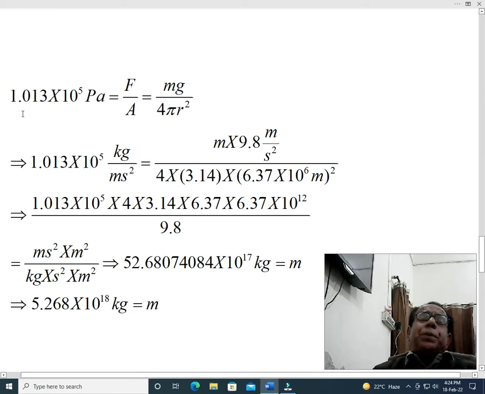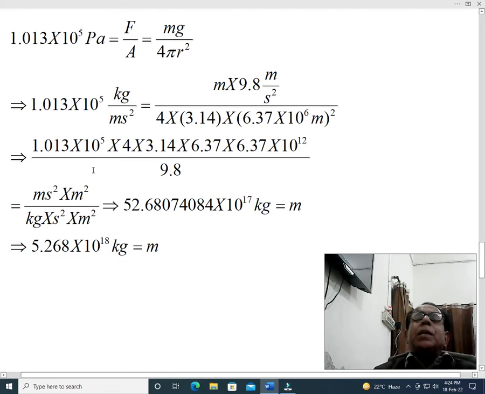in place of P, we have used the value of P given in the statement. P is equal to F over A. In place of F, we have used mg. In place of A, we have used 4 pi r square. Next, we have done nothing. We have just simplified these values. We do not go into detail of these simplifications. It is quite simple.